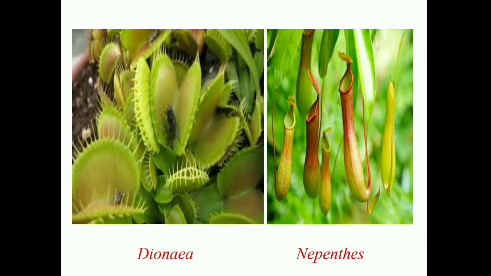Insectivores, these are the other types. As the name indicates, they trap insects for fulfilling their requirements. Insectivorous plants, these are Nepenthes like pitcher plant, Venus flytrap or even Utricularia. These are insectivores. They consume insects, they trap insects just to fulfill their nitrogen deficiency.